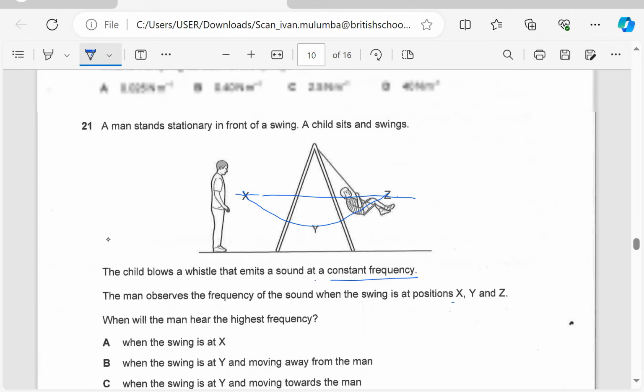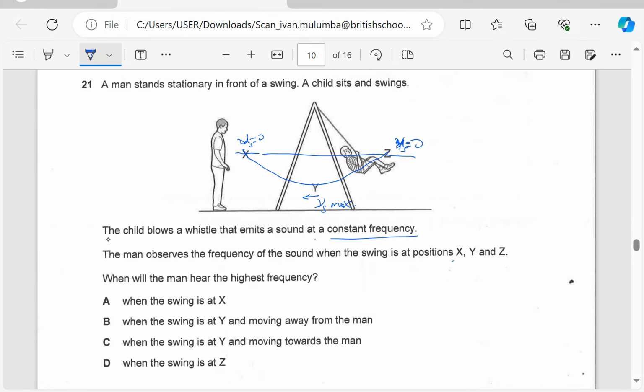Remember, at the highest point here, v goes to 0. The speed of the child goes to 0. Here, the speed of the child also goes to 0. Vs goes to 0 there. And when the child is passing point Y, let's say moving in this direction, the speed is maximum. Vs is maximum at that position. So when will the man hear the highest frequency? I think the man will hear the highest frequency when the child is passing Y, but towards him.